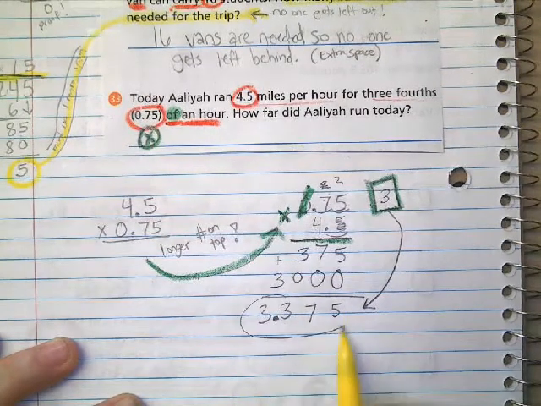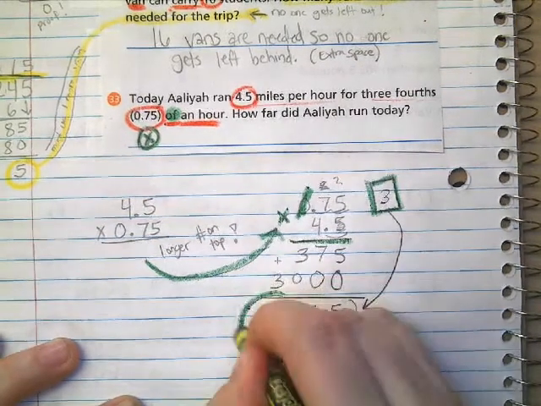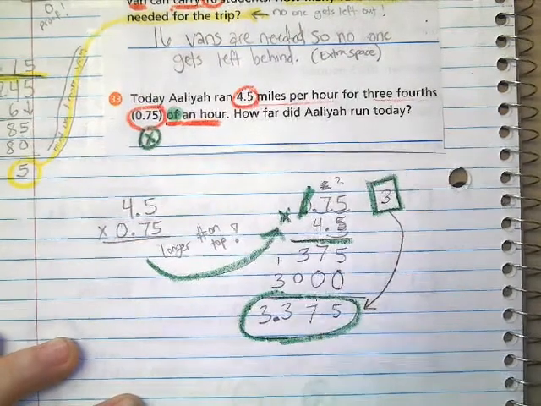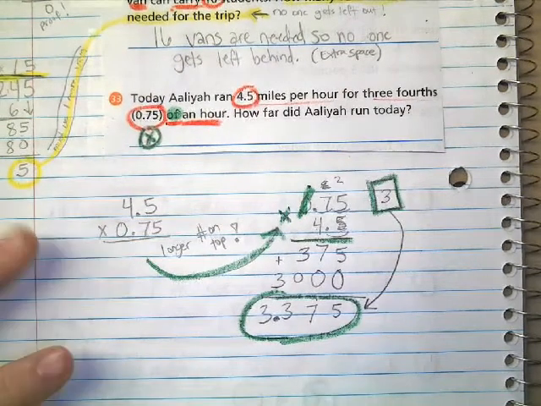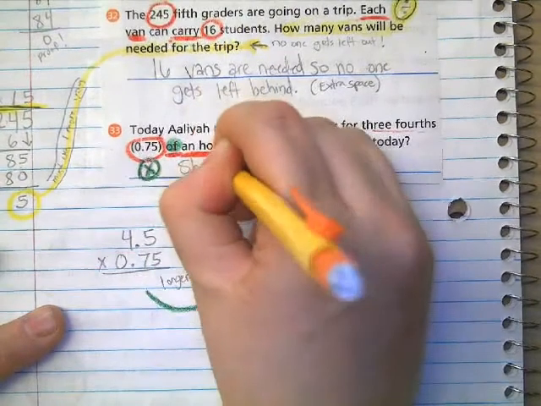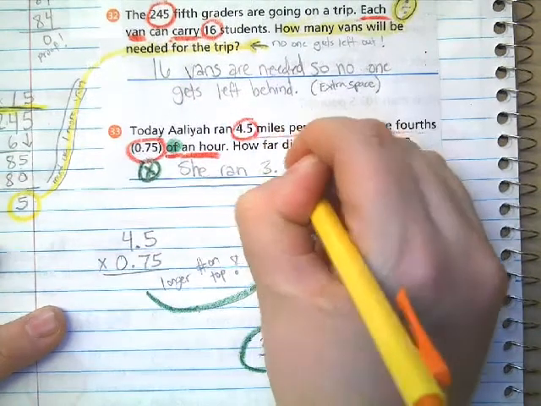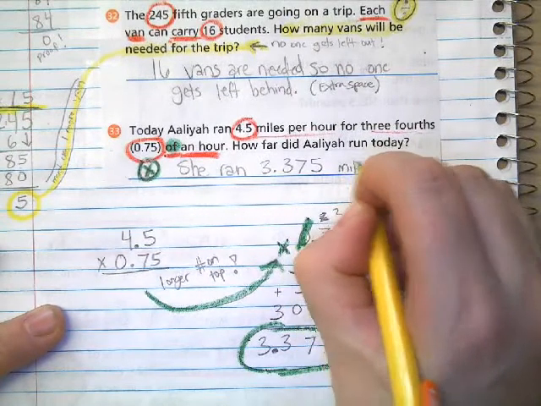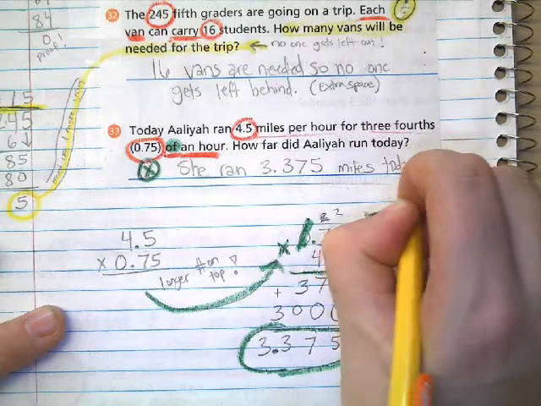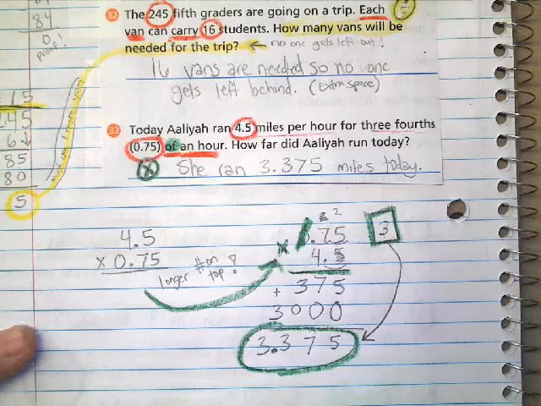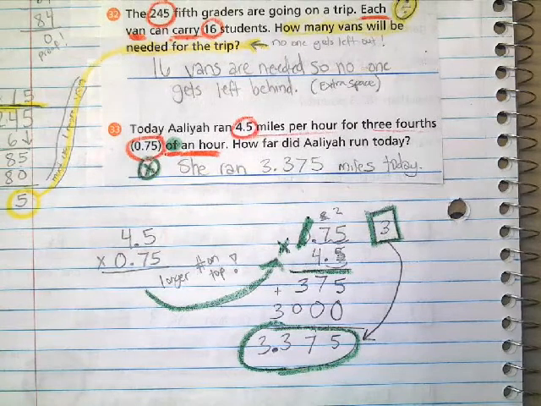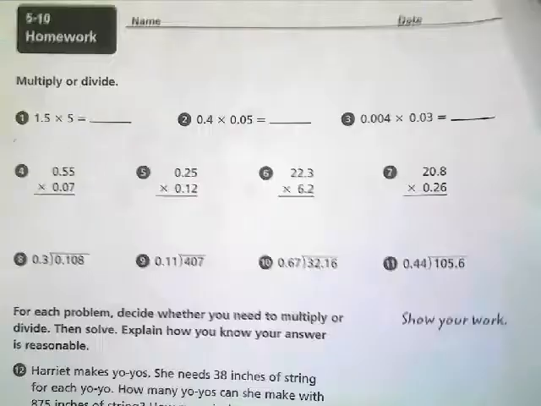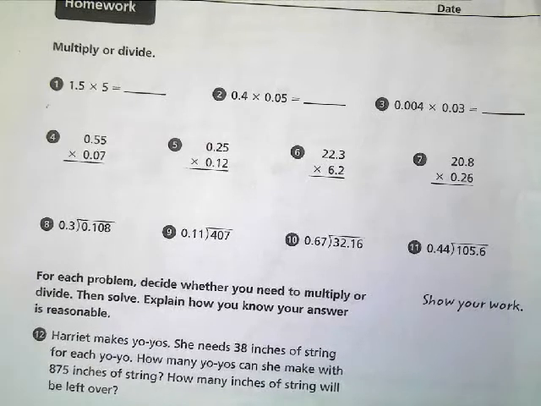Did you get a 3375? Okay, but now we have to put the decimal back in. Move it 3 places. There it is, 3.375. So how far did Aaliyah run today? She ran 3.375 miles today.